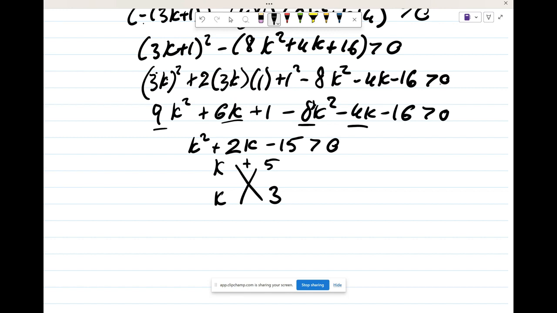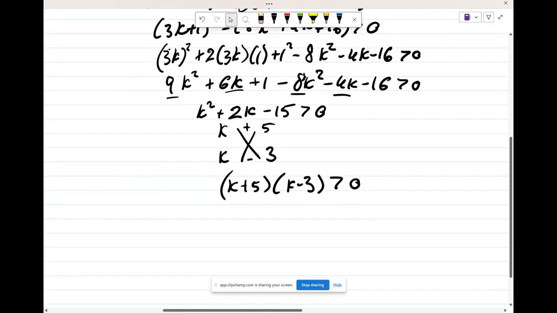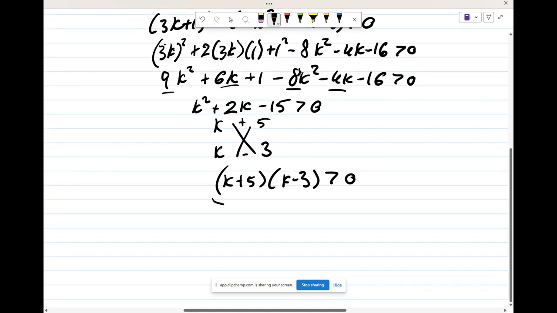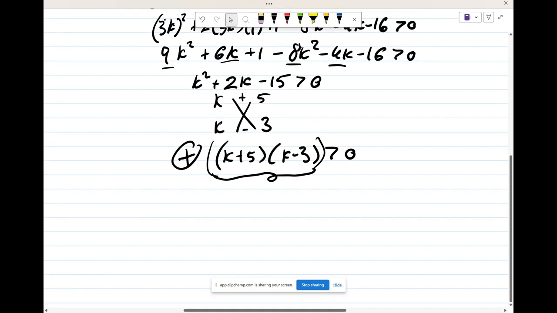So (k + 5)(k - 3) is going to be greater than 0. This is when we split it up into some cases. If we want this whole thing greater than 0, we want this whole thing to be positive. So both of these multiplied together have to be positive. Now, there's two ways that can happen.